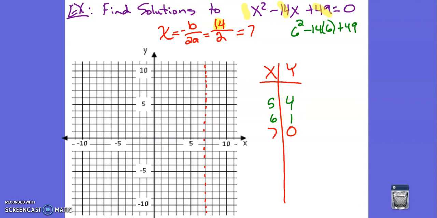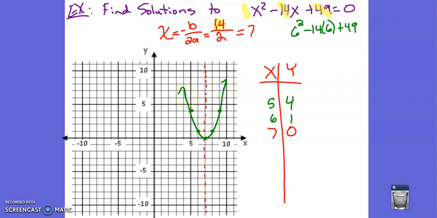So if I graph 5, 4, and 6, 1, and then we know it's 7, 0, remember it's reflective. So it's 1 space away, that's 2 spaces away. And that's enough. 5 points is enough to graph my parabola. So I have my parabola looking like this.